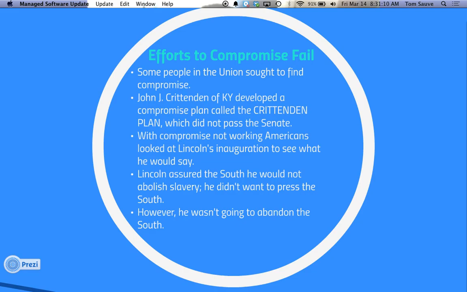Now, Lincoln didn't want to press the South. He wanted no invasion, but he also wasn't going to abandon the government's property there. Several forts in the South, including Fort Sumter in South Carolina, were still in Union hands. These forts would soon need to be resupplied, so throughout March and into April, Northerners and Southerners waited anxiously to see what would happen next. And we will find that out in chapter 16 when we take a comprehensive look at the Civil War.